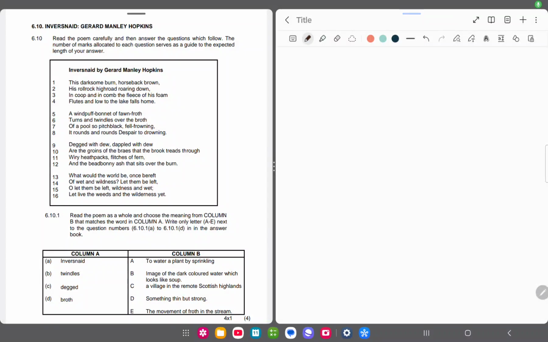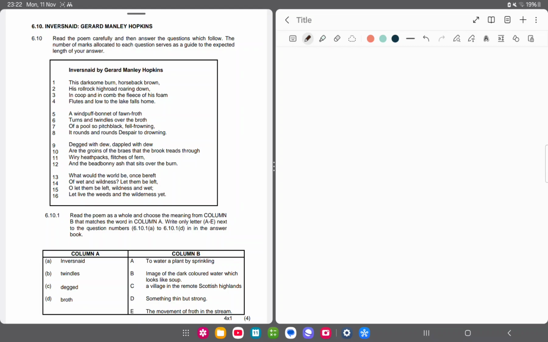Back to answering questions on grade 12 poems. So today's poem is Inversnaid. Now, as you know, we do not read the poem, but we rather just skip right to the questions. So 6.10 says, read the poem carefully and then answer the questions which follow. The number of marks allocated to each question serves as a guide to the expected length of your answer.